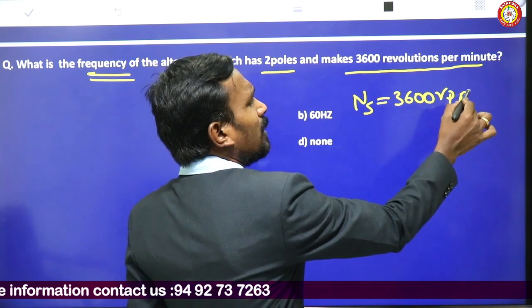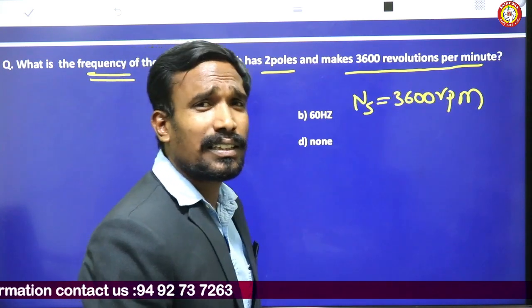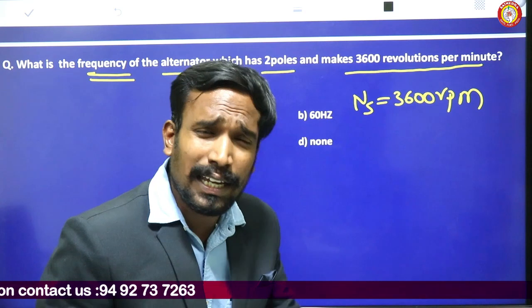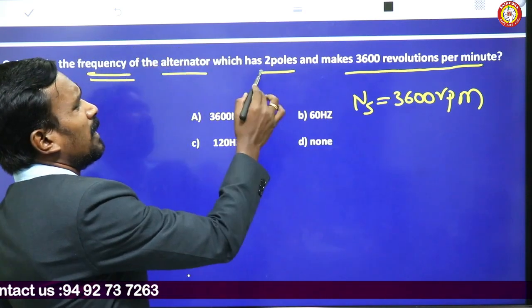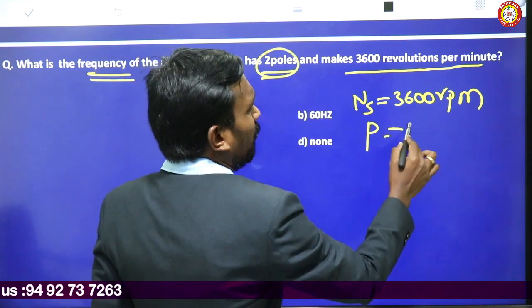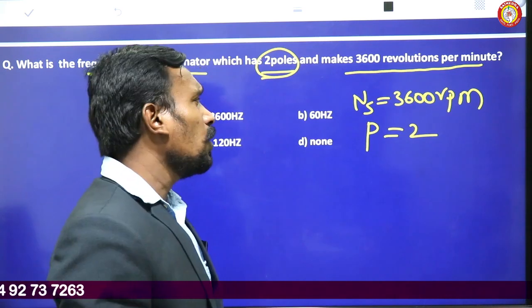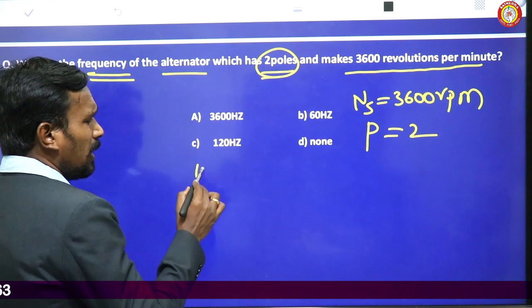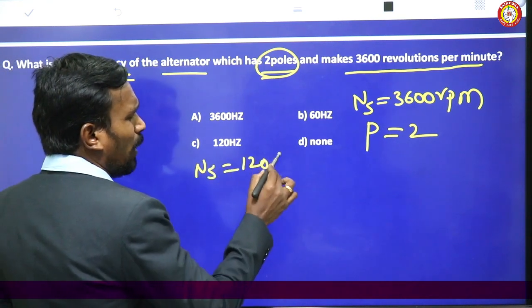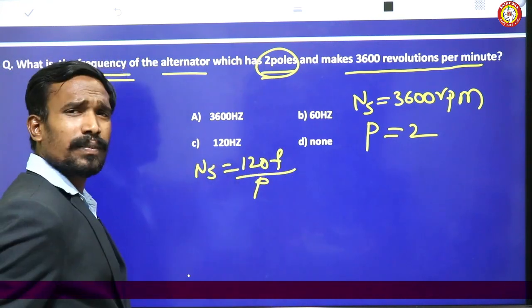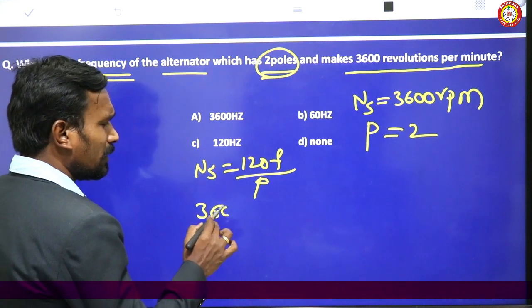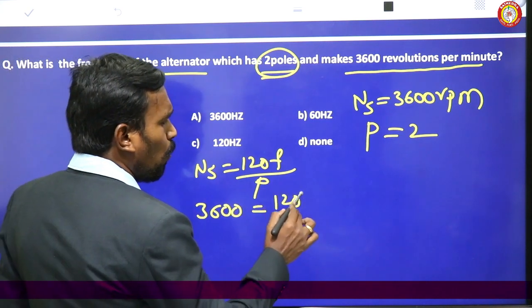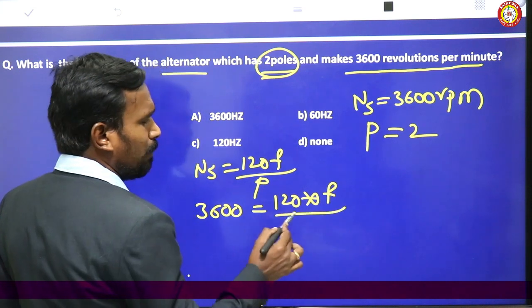This is 3600 rpm. The synchronous speed is given, and the number of poles is given. Now what is the frequency? Ns is equal to 120f by P. Ns is 3600, which is equal to 120 into frequency by P.